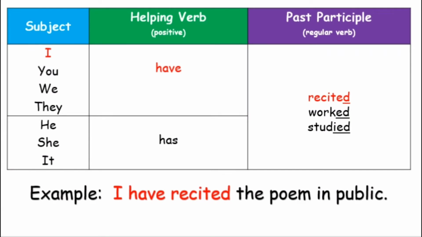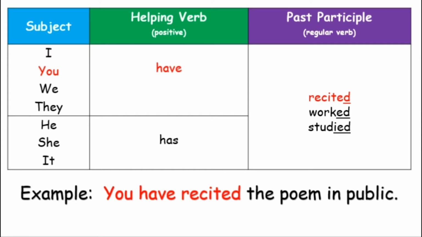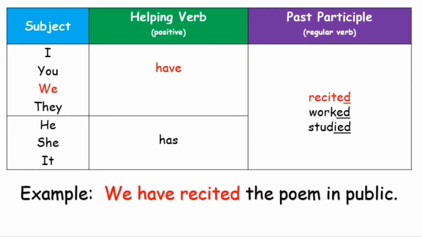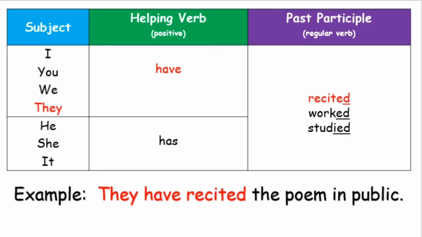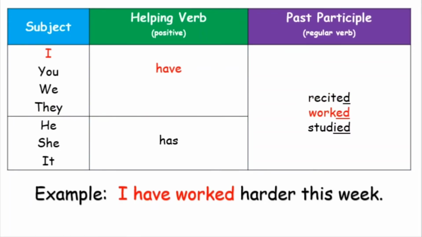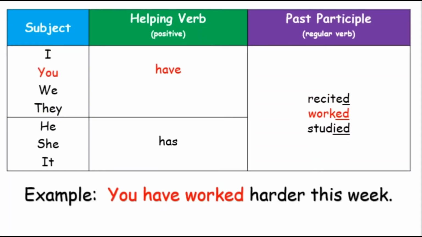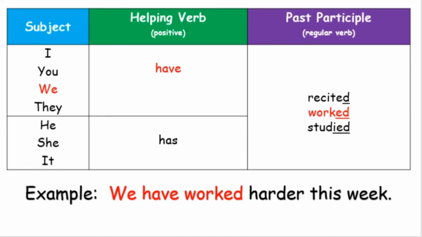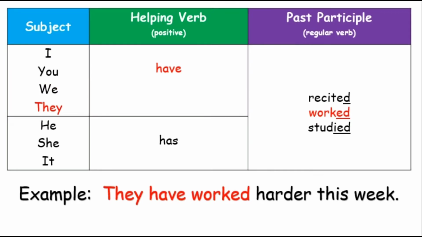Example, I have recited the poem in public. You have recited the poem in public. We have recited the poem in public. They have recited the poem in public. I have worked harder this week. You have worked harder this week. We have worked harder this week. They have worked harder this week.